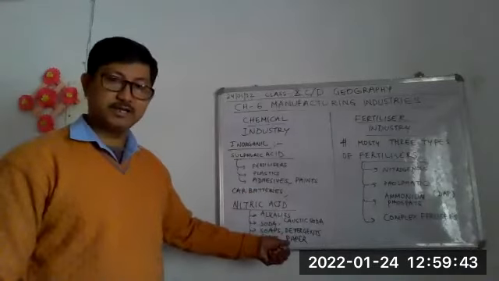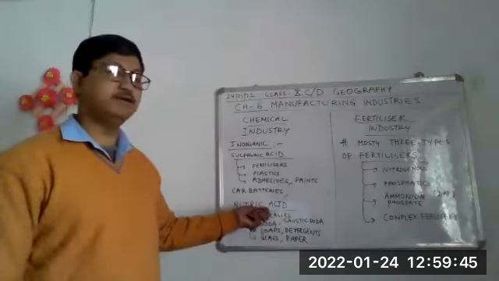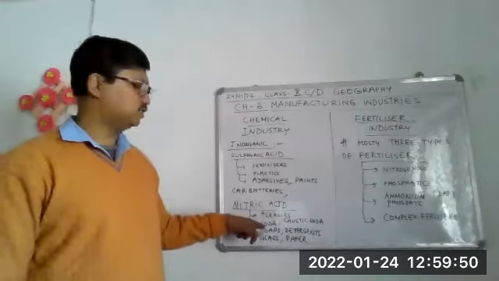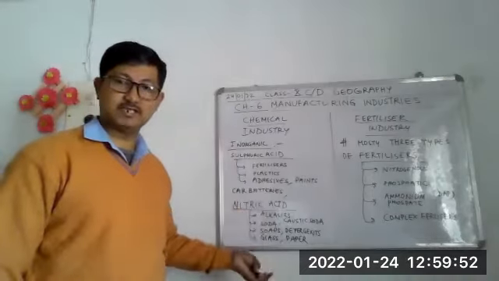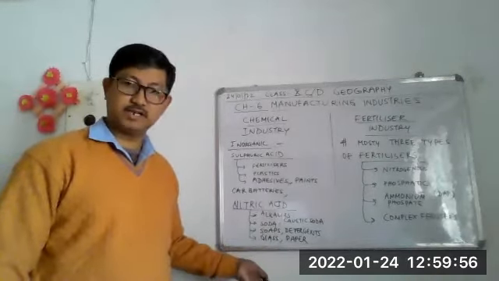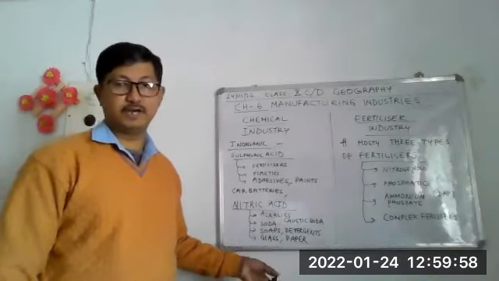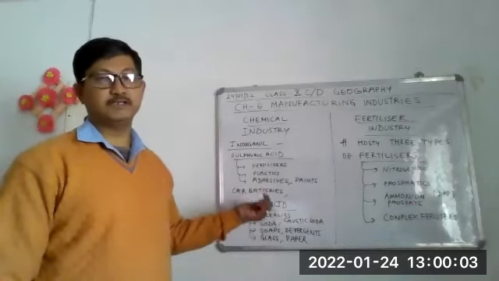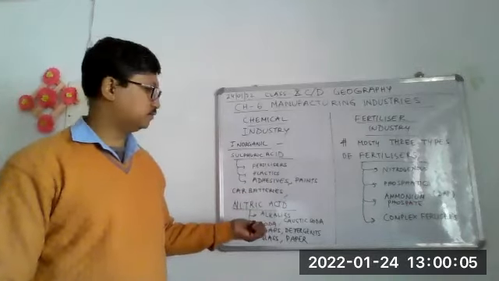These are the industries which depend upon nitric acid as their raw material. And these acids can be transported in less quantity, and then the industries can be decentralized. It can be located anywhere. It's not necessary to locate them near the source of raw material.